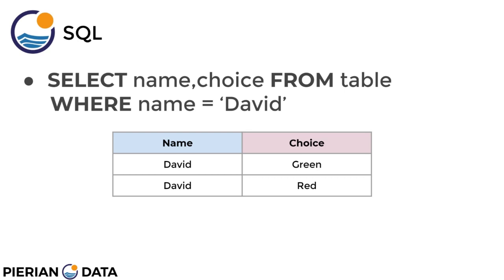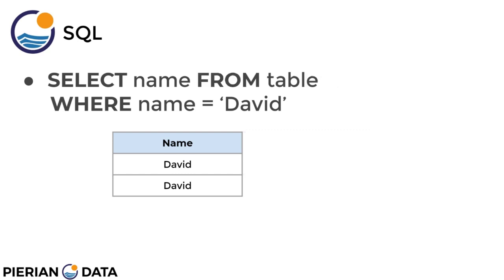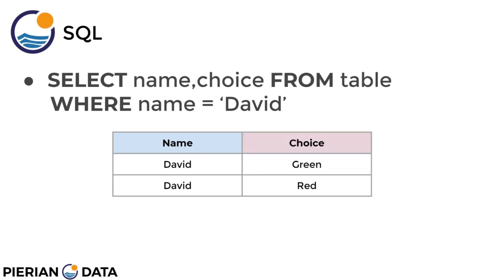Note here in PostgreSQL we use single quotes in order to denote these strings. And also when we're checking for equality here, the capitalization does matter. Also keep in mind that I selected both the name and the choice column here. I could, if I wanted to, just select the name column from table where name is equal to David, and then I would just get back the entries on the name column. So that's not terribly useful. So keep in mind you're probably going to ask for more than just the column where you're filtering these conditions on, just as asking for name and choice.